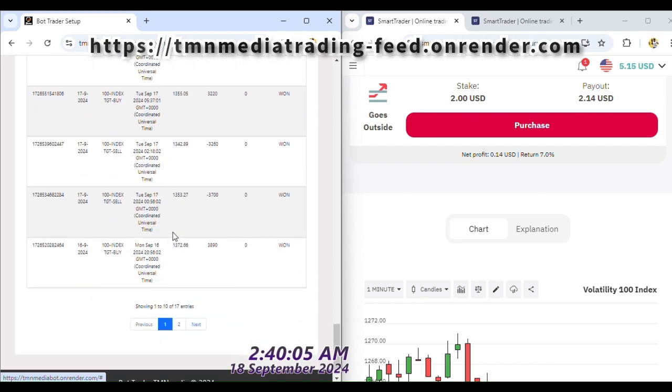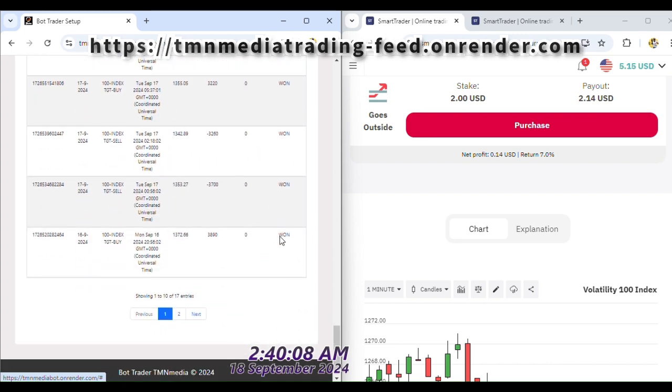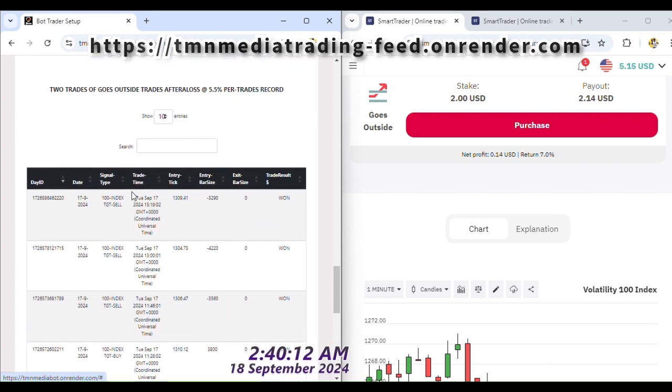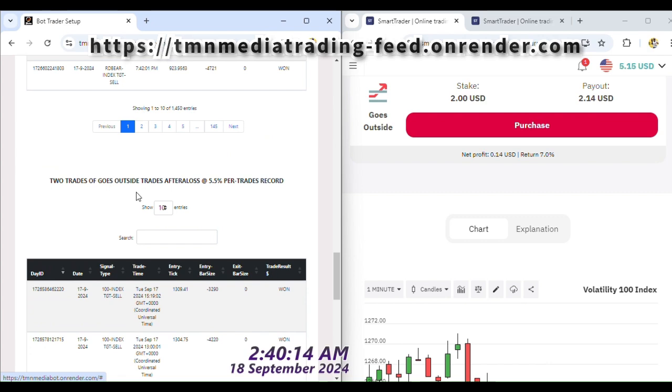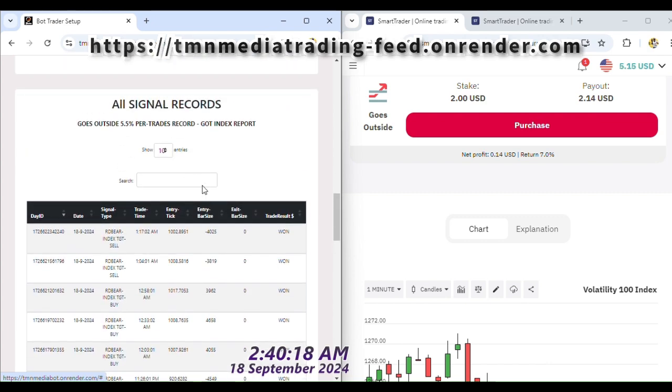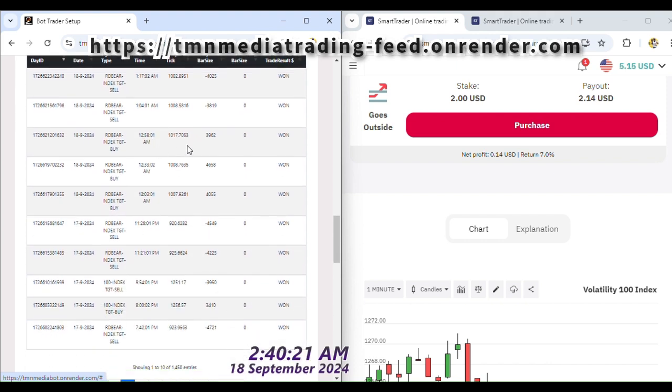You can see a whole set of like 10 trades, and then you see 10 index, 10 index, 10 index. Okay, this one is for 2 trades, goes outside. And this one is for all the trades. Okay, all the signal, RD bear. You can see most of the trades are won.